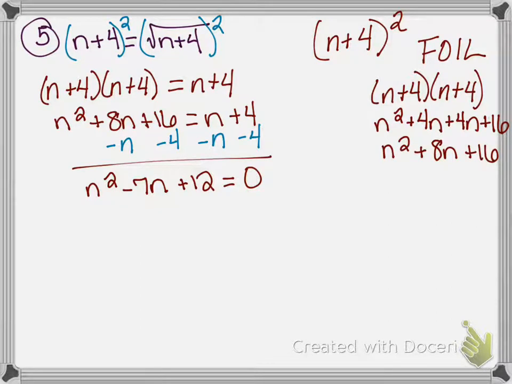Fortunately for us, that factors nicely. What does it factor to? What two numbers equal 12 when you multiply them together and negative 7 when you add them together?